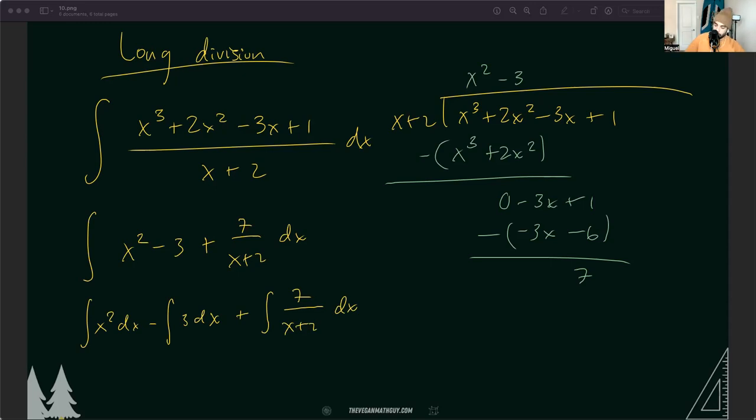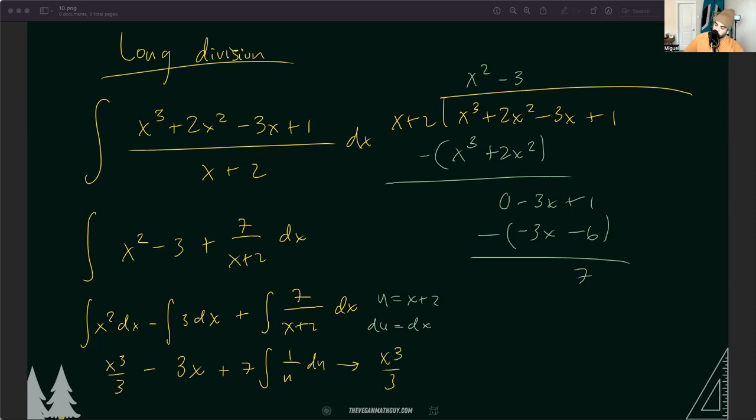That first integral is just using power rule. So x cubed over 3 minus the second one, which is going to just be 3x. This last one is basically a U-substitution problem where u is equal to x plus 2, du is equal to dx. So then this becomes plus the integral of 7. Oh, I'm sorry, you already have the 7 there. 1 over u du.